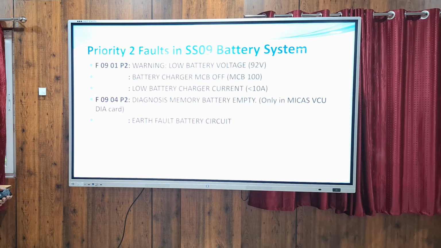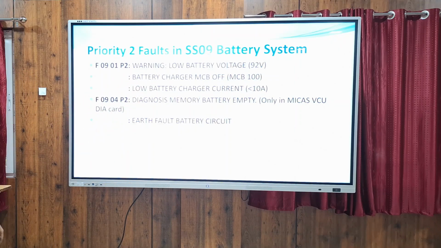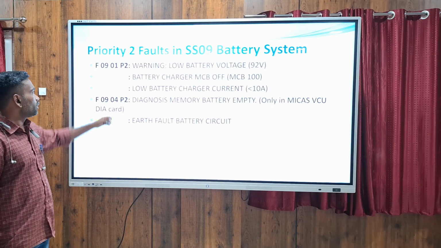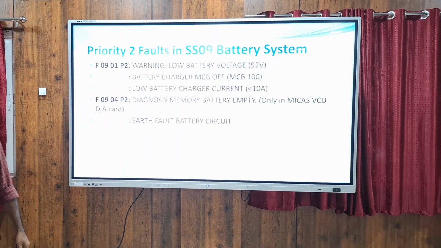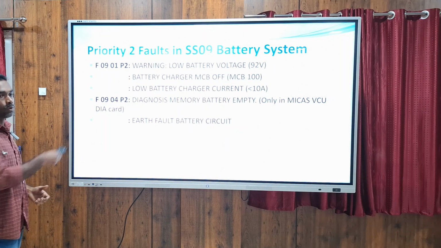Then priority 2 fault. Here it is battery voltage low, 92 volt. But at 92 also we can drive the loco. Battery charger MCB off. Here the MCB has some feedback with MCB 100. That is monitored by burr. If it is not coming, then this fault will come.